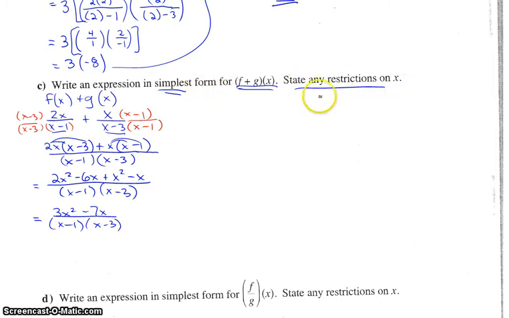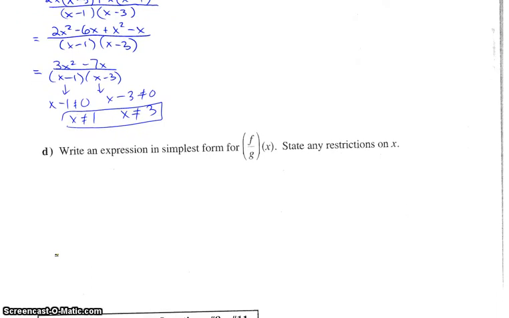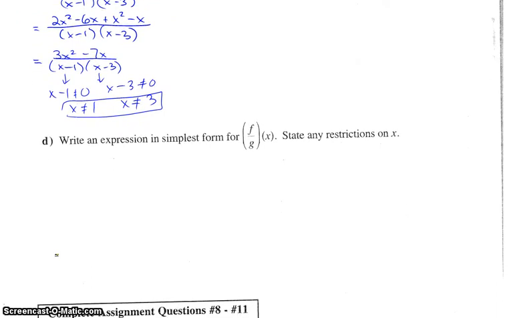State any restrictions on x. Restrictions on x: can't divide by 0. So let's take each of our factors in the denominator, and if it hadn't been factored, we'd have to still factor it. We set each factor so that it cannot equal 0. When we solve for x, we find out x cannot equal 1 and x cannot equal 3. There's our restrictions. Okay, part D, write an expression in simplest form for f divided by g of x.